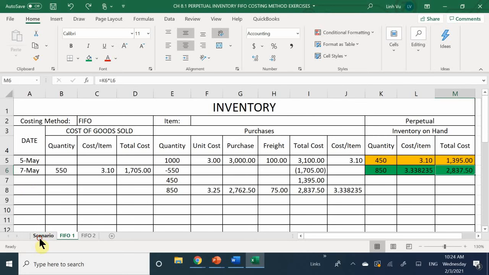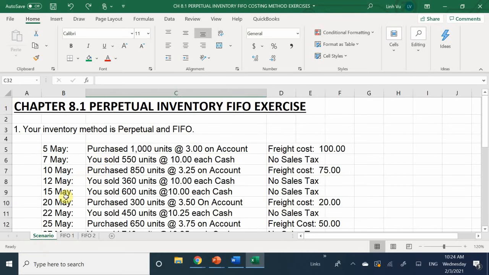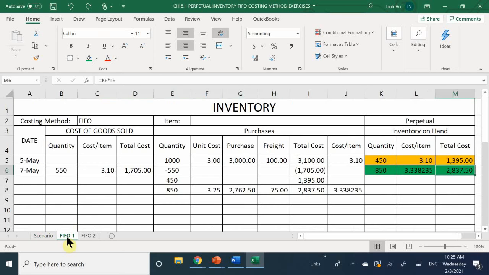All right, so what happened next? On May 12th, you sold 360 units at $10 for cash, no sales tax. So let's look at 360. Let's look at our batches. Do we have enough to cover our 360? We're doing FIFO. Yes, we do. So what was this, May 12th? Oh, I didn't even put in May 10 for my purchases. So May 12th, I sold 360 items.